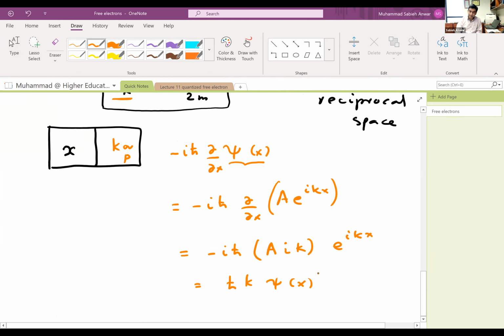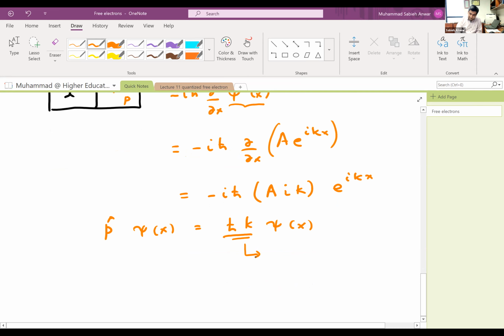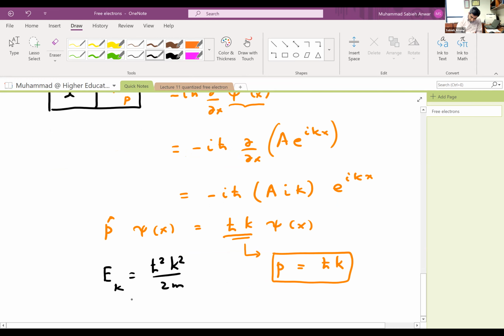Now this comes out to be an eigenvalue equation, and h bar k are the eigenvalues, and they correspond to the momentum. So the momentum operator has eigenvalues which are called momentum. So the momentum is h bar k. The energy we've determined is h bar square k square over 2m, and I would like to write small k's with this if I want. So now I have the energy of the electron and I have the momentum of the electron.